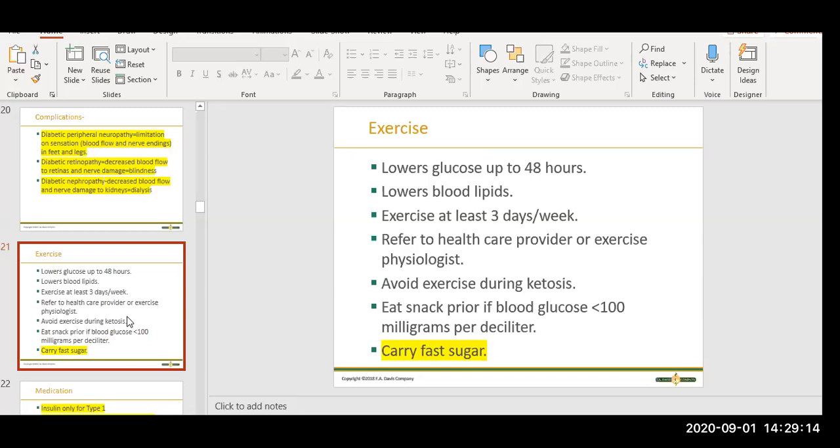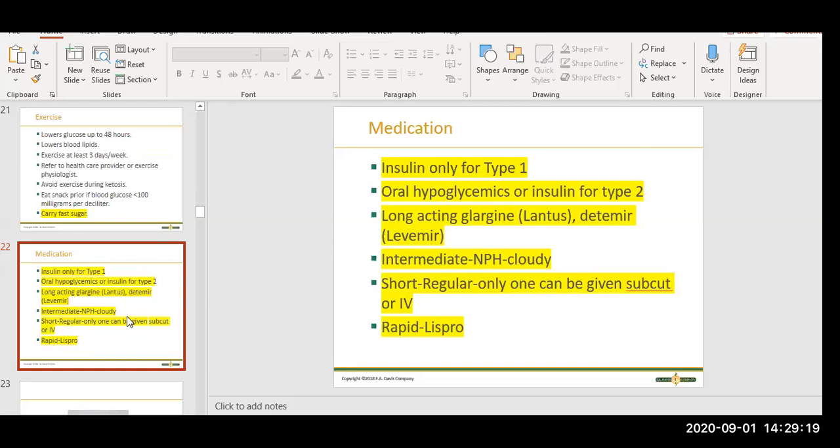Medication. Here we go. Buckle up. Type 1 diabetics can only have insulin. Type 2 can have oral or insulin. Here are the insulins you need to know. Glargine and Detemir, which are your long-acting insulins. NPH, which is intermediate acting. Regular, which is short-acting. And then Lispro, which is rapid. Those are the insulins that you must know, okay?